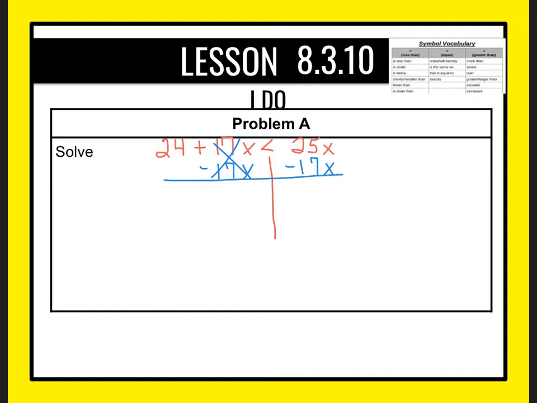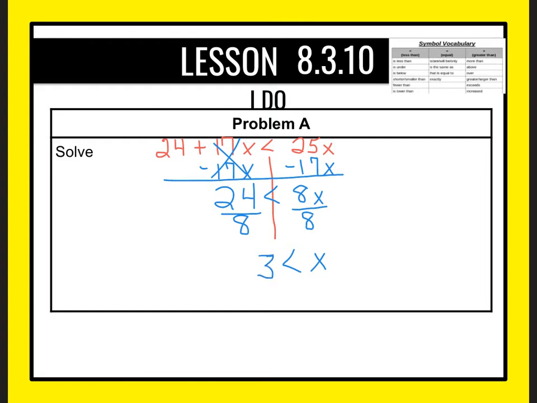So when I subtract 25 minus 17, that leaves me with 8x and 24 on the opposite side. So in order to solve for the number of tickets I'm going to need, I'm going to divide by that coefficient of 8, and what I do to one side, I do to the other. So this is looking for the tickets that I would have to buy, right? So I'm left with my tickets, and here it says that my tickets should be greater than 24 divided by 8, which is 3.